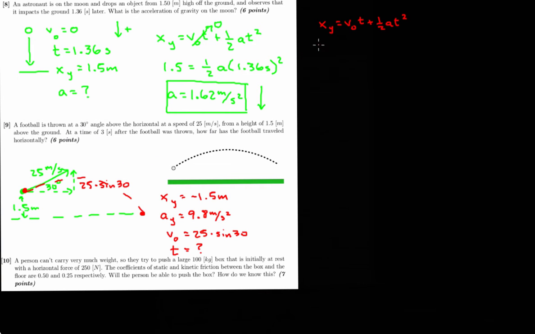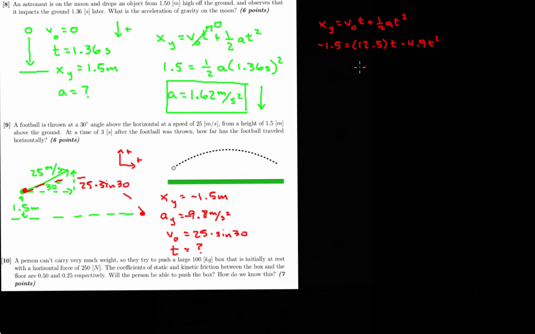So I get negative 1.5 is equal to 25 times sine of 30, which is 12.5, times time minus 4.9. That's half of negative 9.8. Oh, this should be negative. My bad. Everything else is good. T squared, right? Yeah, but I set it so that this way was positive.